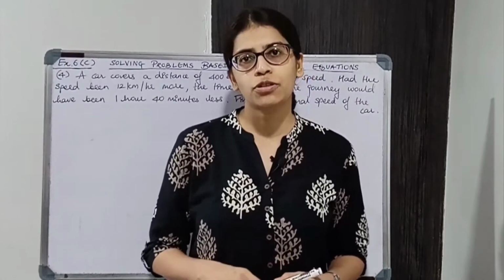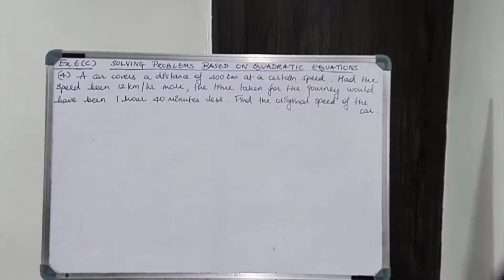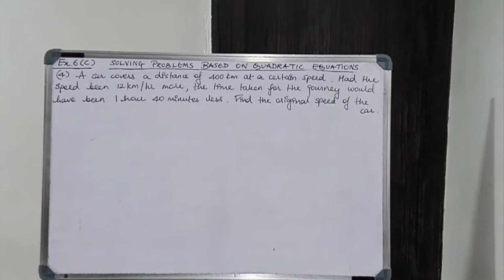So, moving on to question number 4. A car covers a distance of 400 km at a certain speed. Had the speed been 12 km per hour more, the time taken for the journey would have been 1 hour 40 minutes less. Find the original speed of the car.